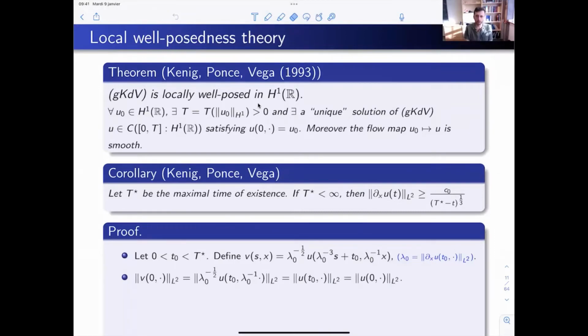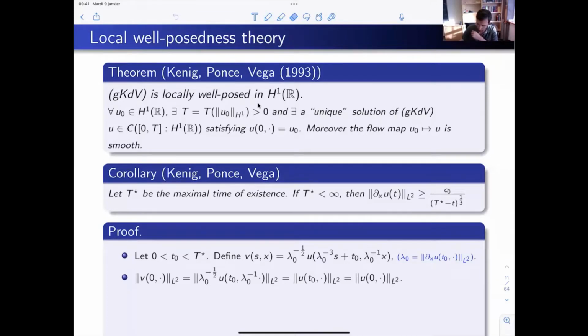And so you want to compute the H1 norm of V at time s equal to 0. So you just put s equal to 0 into the formulation of u. And so what you get is lambda naught to the minus 1/2 times u at t naught, lambda naught to the minus 1 of x, in L2. And since this scaling transformation is invariant in L2, this is the same as the L2 norm of u at t naught. And then by using the invariance of the L2 norm, this is the L2 norm of u at 0. So this is fine.